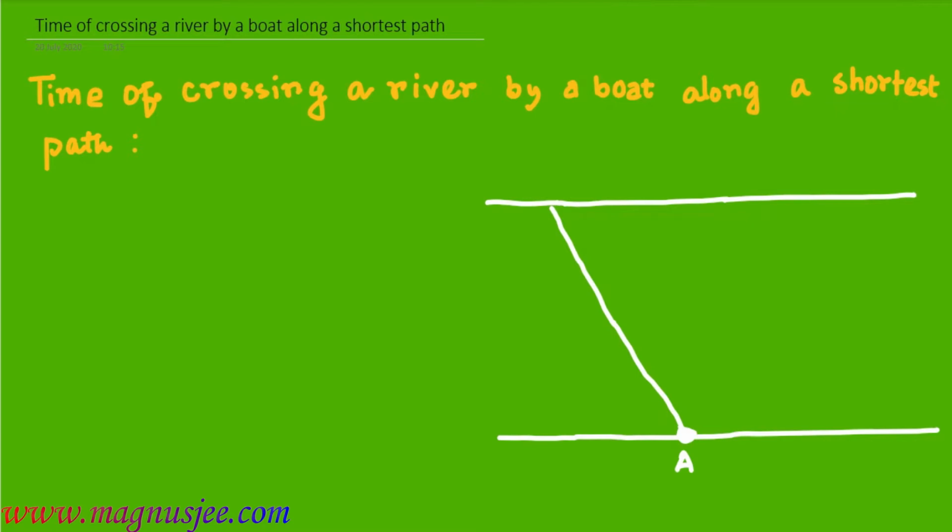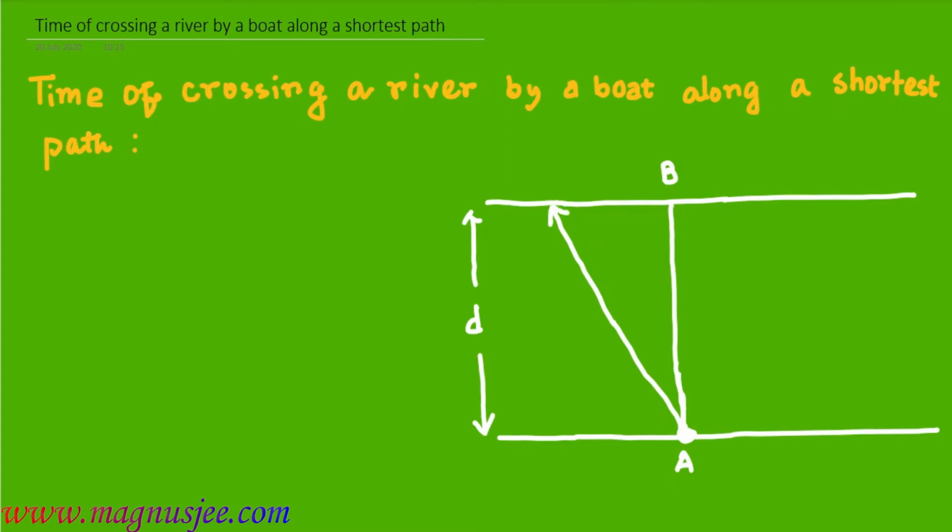Crossing a river by a boat along a shortest path. In the diagram, a boat starts to move from the point A, and AB is the shortest path. The boat will cross the river along the shortest path, that means along AB, and d is the width of the river.